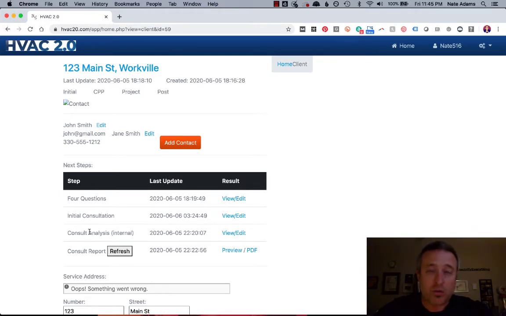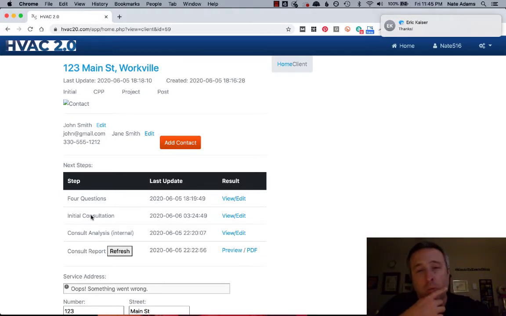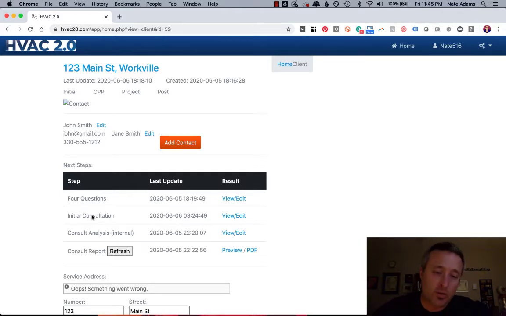So now we're on to consult analysis. The initial consult gives you the goals, the budget, and the house needs. But you're going to need more still. So now we need to put in the load calcs and so forth. Normally this will say start, but because I already clicked on it earlier, it has view or edit, and you can see the date that I did it.